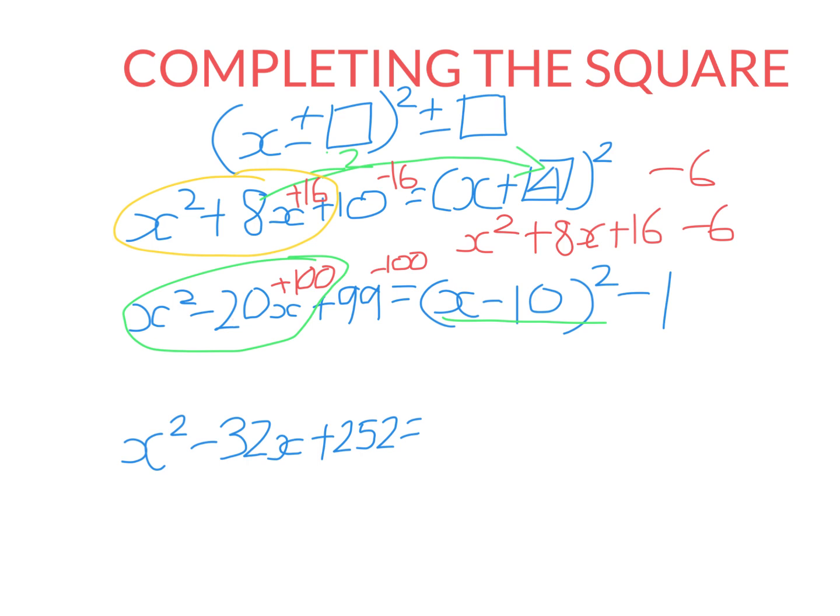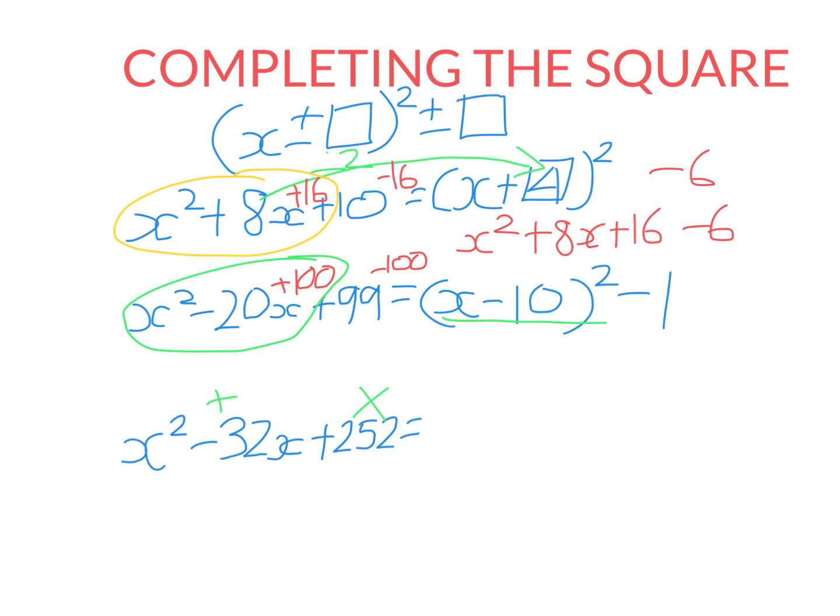So why do we do completing the square? Well, you'll see later that it becomes useful in graphing quadratic equations, but it can actually help us with factorization. Let's say we have x squared minus 32x plus 252. Our method that we learned in a previous lesson is to find two numbers that multiply to this and add to this. Finding two numbers that multiply to 252 and add to negative 32 is not easy at all. 252 is a large number with a lot of factors. So how can we use completing the square to help us?